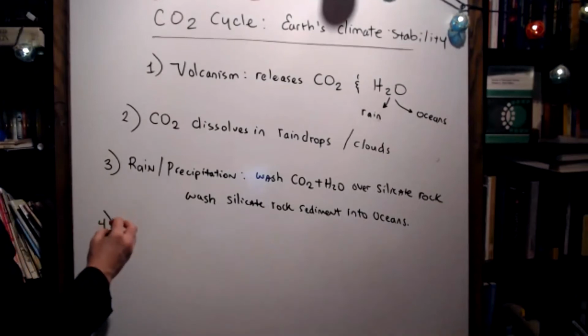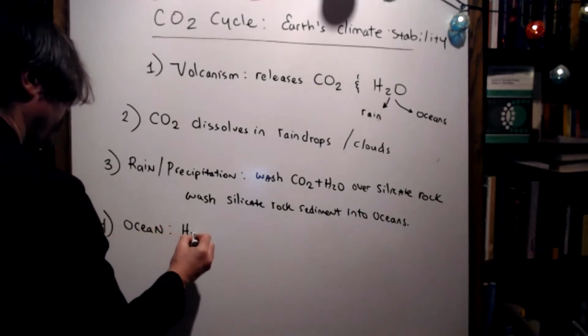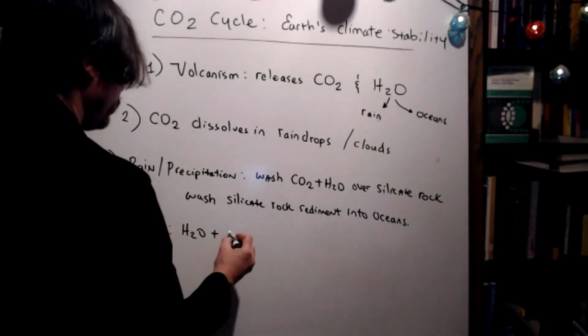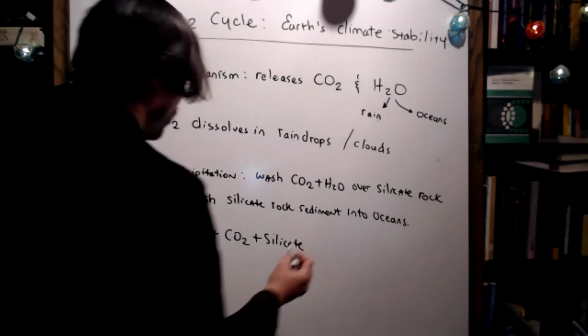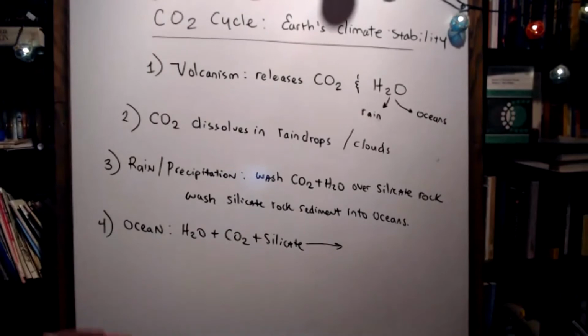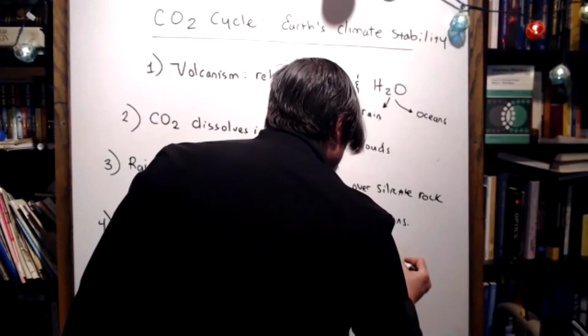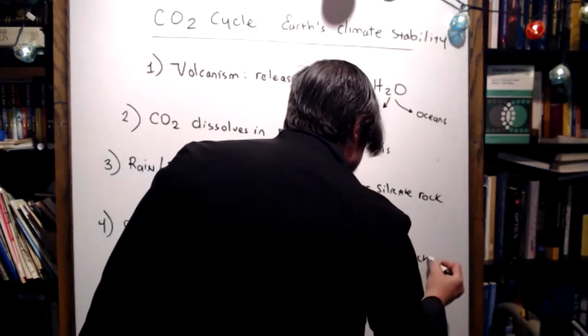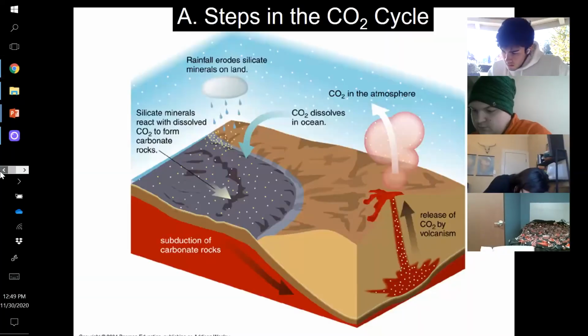Now, in step 4 in the ocean, the water plus the CO2 plus the silicate rock all join together to form the ocean seabed, something that we call carbonate rock. And one classic example of carbonate rock that you might have seen in your everyday lives would be limestone.